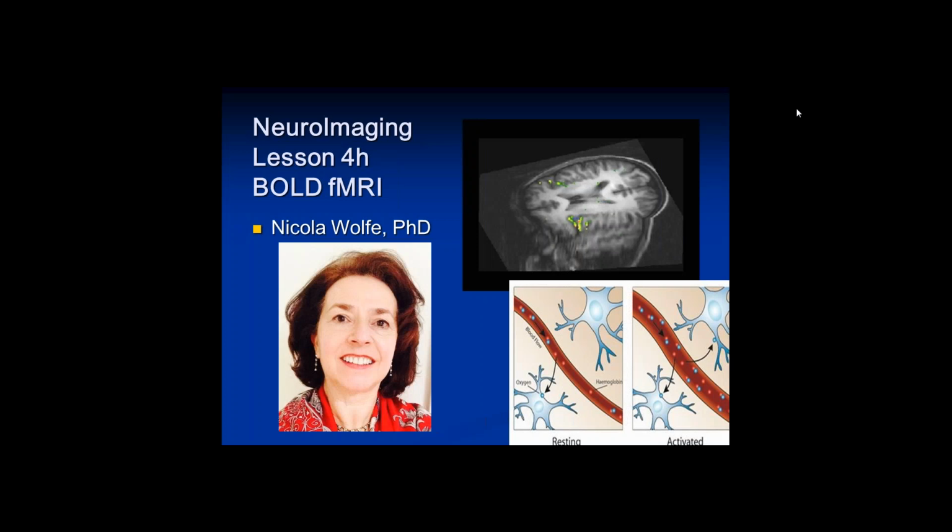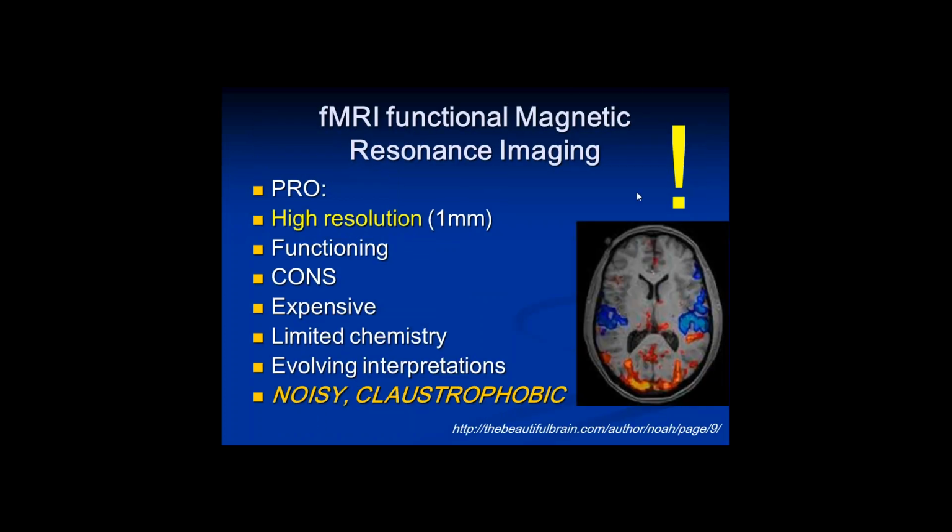What I'd like to talk about today in Neuroimaging Lesson 4H is functional MRI using the BOLD method. Functional MRI is by far the most common functional brain scan, and we're going to use it a lot in future lectures and slideshows because it has tremendous advantages in that it shows detailed structure and the functioning of brain regions during specific tasks. So let's take a look at functional MRI in general and then at how the BOLD method works.